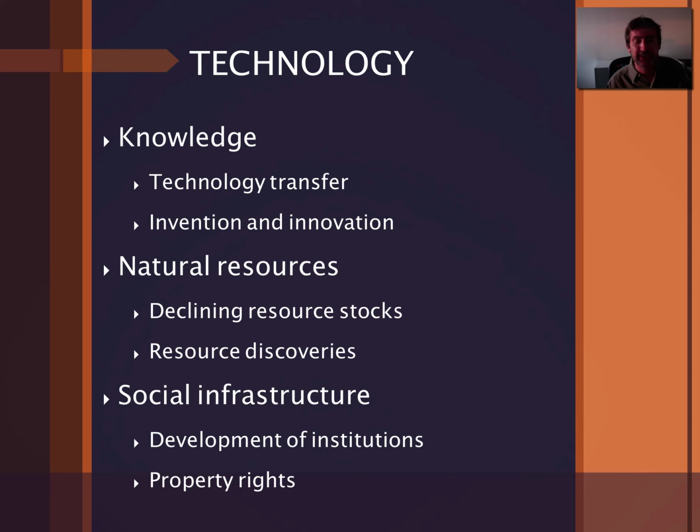Natural resources tend to decline as we use up our stocks of resources, although of course resource discoveries also increase the effective natural resources that we have in an economy. And social infrastructure is the catch-all term for everything else. It really refers to how good a place an economy is to carry out a business. And that depends on things like institutions, legal institutions, protection of property rights, ability to write contracts, and so on and so forth.